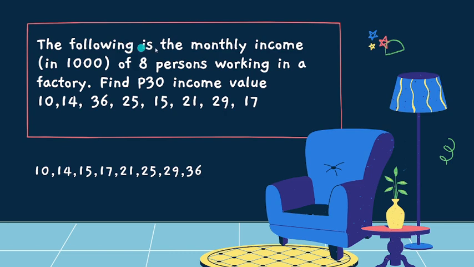For our example, the following is the monthly income of 8 persons working in a factory. Find the P30 income value, so the 30% of income value. Here we have our data: 10, 14, 36, 25, 15, 21, 29, and 17. Now, we arrange again the data in ascending order: 10, 14, 15, 17, 21, 25, 29, and 36.